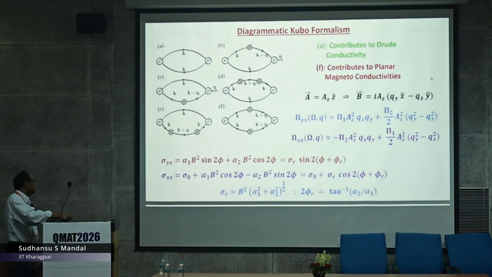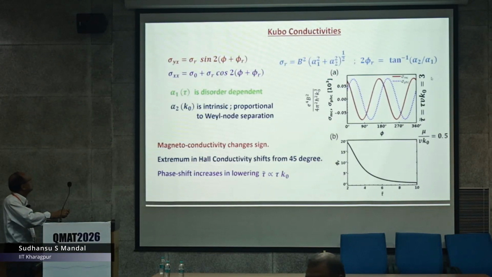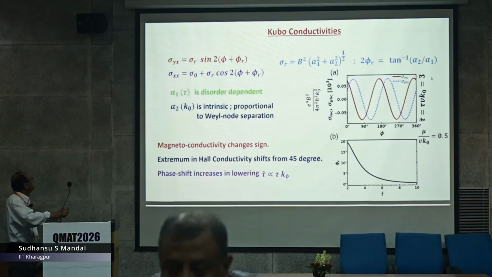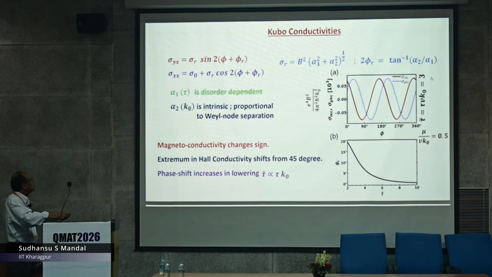So sigma r is quadratic in B, and there is alpha 1, these things, and this phase shift 2 phi r is tan inverse alpha 2 by alpha 1. If you see how is the difference, this alpha 1 that I talked about is actually disorder dependent, a function of tau, but alpha 2 is actually the intrinsic. So it's a function of the Weyl node separation, this K0. So this alpha 1, alpha 2.